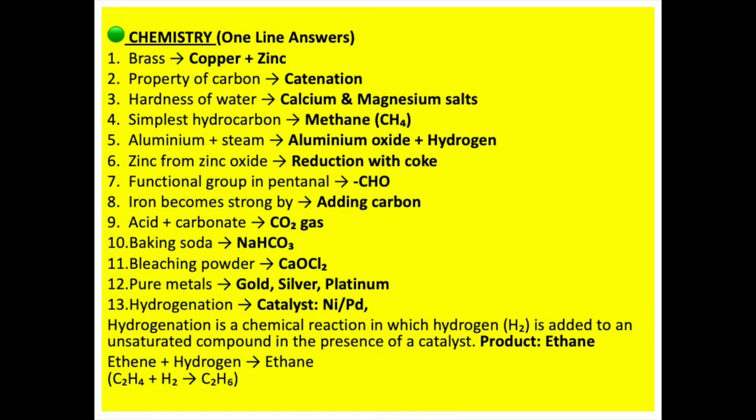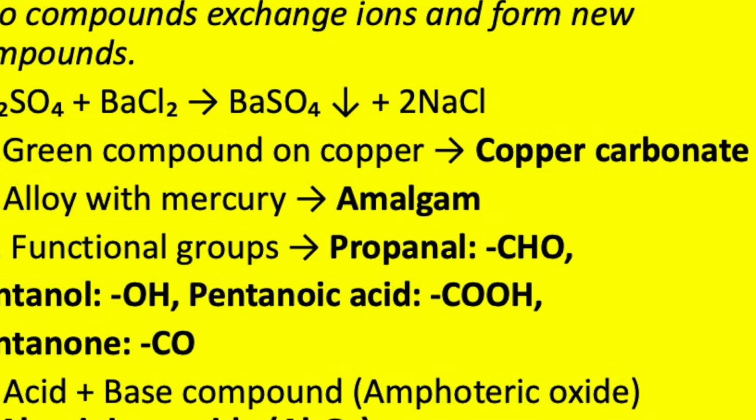Acid with carbonate produces carbon dioxide. Baking soda is NaHCO3. Bleaching powder is CaOCl2. Pure metals include gold, silver, and platinum. Hydrogenation is the addition of hydrogen using catalysts like nickel and palladium. For example, ethene plus hydrogen forms ethane. Curd contains lactic acid and gastric juice contains HCl.